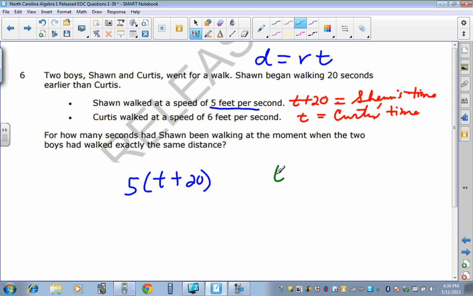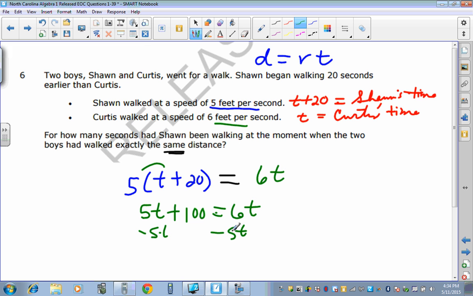Curtis's time was T. Curtis walked 6 feet per second. So Curtis's distance was 6T. We want to know when they walked exactly the same distance. In other words, when was Sean's distance equal to Curtis's distance? So we're going to distribute, and that gives you 5T plus 100 equal to 6T. Subtract your 5T. That's 100 equal to T. So that's Curtis. Curtis had walked 100 seconds when he caught up with Sean.